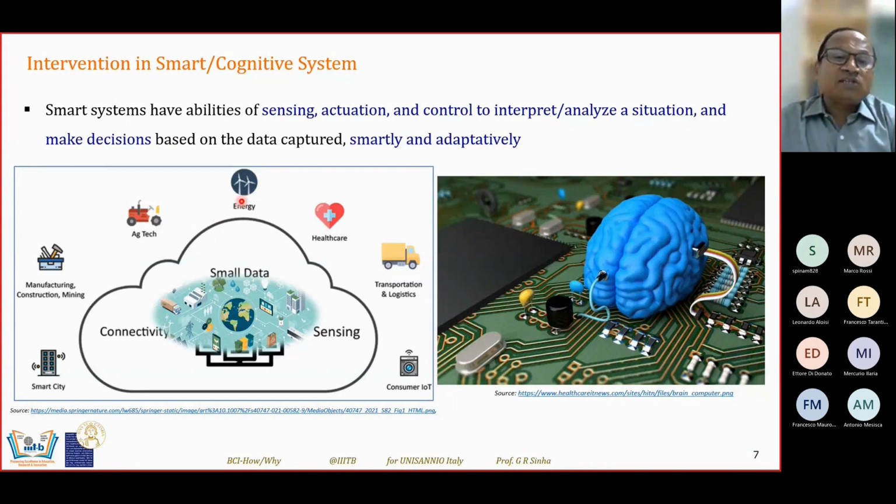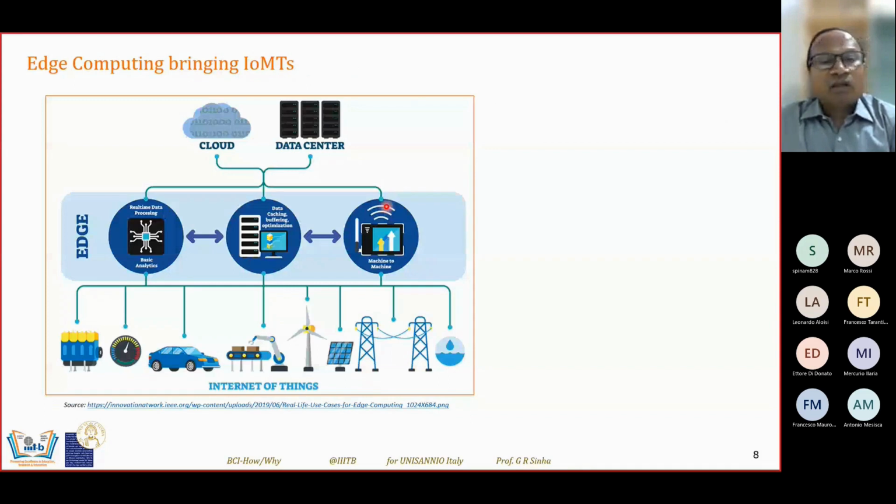Energy, smart energy, smart grid, healthcare, transportation, smart transportation, smart parking, smart monitoring, driverless car. All these are very well covered under what we call smart or cognitive system.